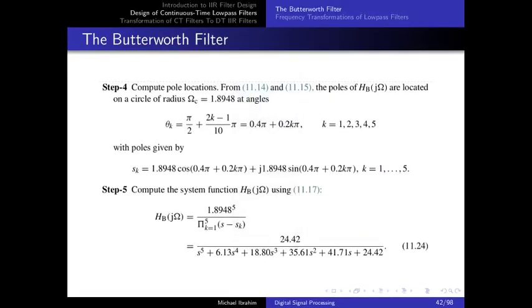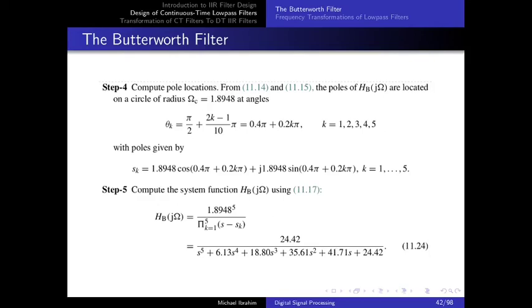We can just put these together: s minus the first pole times s minus the second pole up to the 5th pole. We'll get a polynomial of 5th order, s to the power 5, and in the numerator we would have k times omega c to the power 5. K is not given, we can assume it to be 1, so here we will have omega c to the power 5. And now we have the transfer function of a 5th order continuous time Butterworth filter, which now is ready to be transformed into a digital filter.